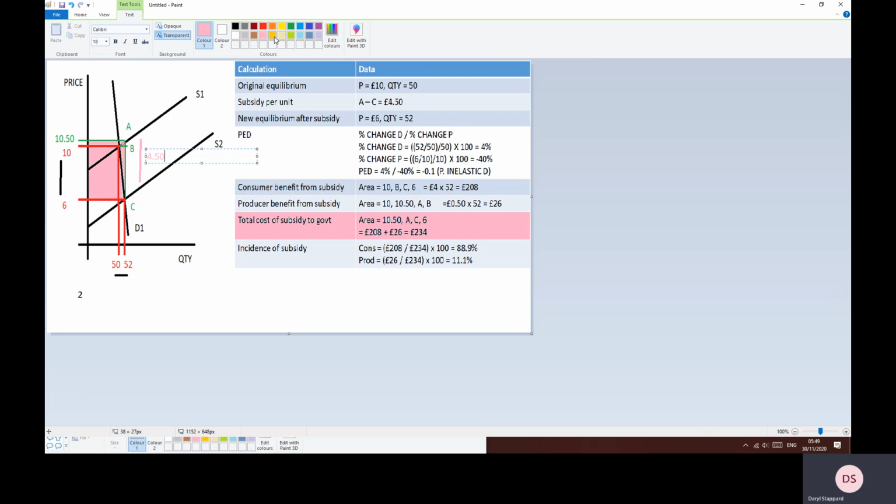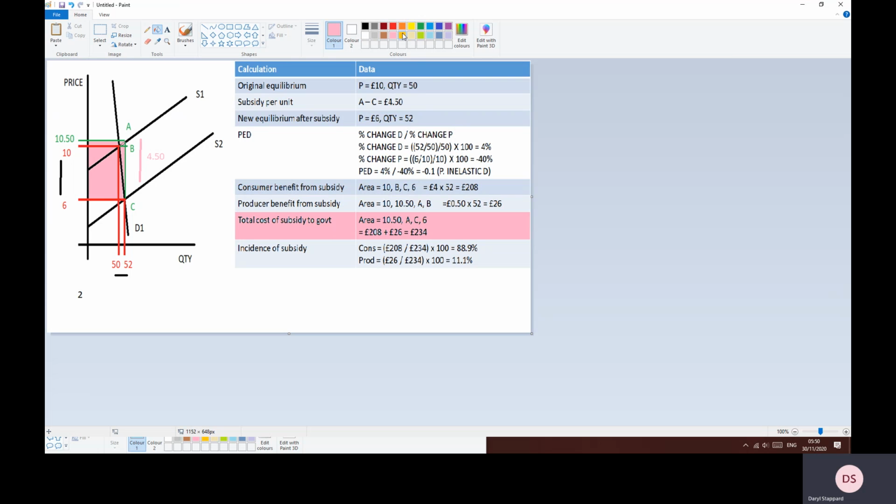Right, what we can now show is who benefits from that subsidy. So let's think first of all about the consumer benefit. So remember, the consumer benefits from the reduction in price. So look what happens. The price has fallen from £10 to £6. So that's £4 that goes to the consumer. That's multiplied by the 52 in the market that's bought and sold, which means £208 will go directly to the consumer in terms of lower price savings.